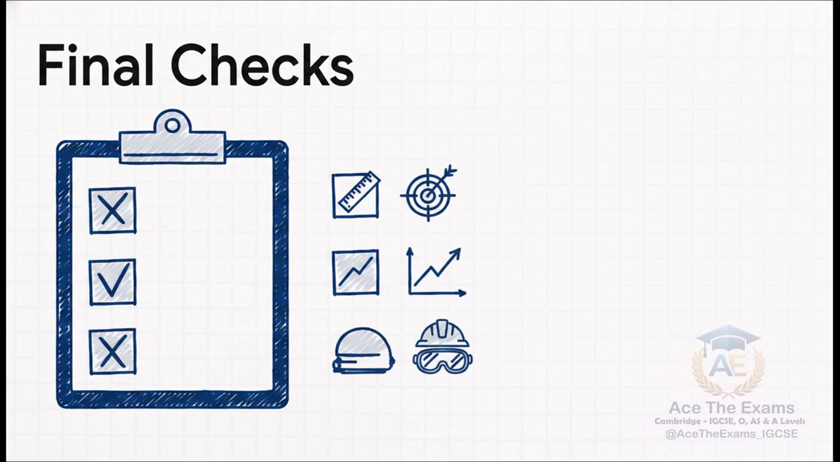Before you even think about turning the page to the next question, I want you to mentally run through this rapid-fire checklist. Correct units? Yep. Appropriate significant figures? Usually 2 or 3? Yes. Graph scale checked? Uncertainty noted? Safety reasonableness verified? If you can confidently tick all of these off, your answer's pretty much bulletproof.